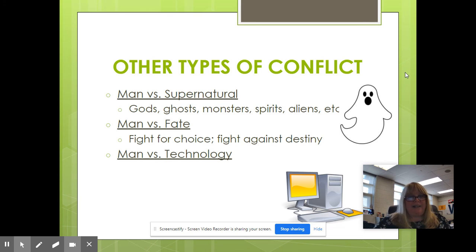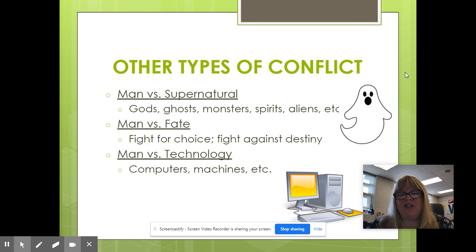And then man versus technology. So computers, machines, etc. Mrs. Hines has had a huge conflict with technology this past week, getting Edpuzzle to work. That's a big man versus technology conflict. Coming from movies, I think of the Terminator. So the main character, Sarah Connor, has a conflict with the Terminator himself, who is a machine created by man. So that would be a man versus technology conflict.